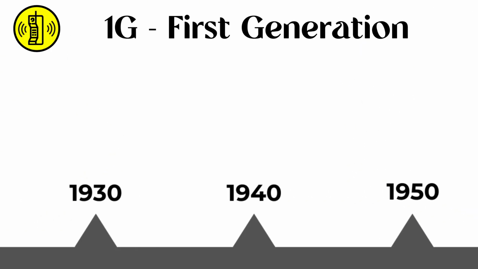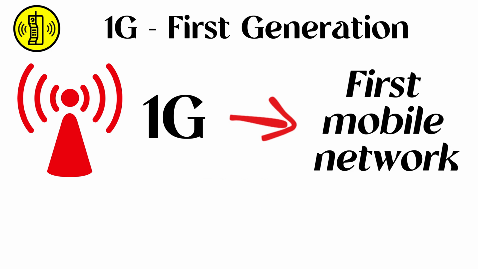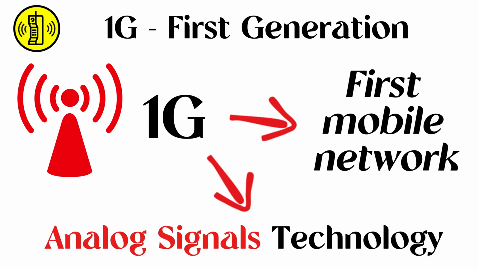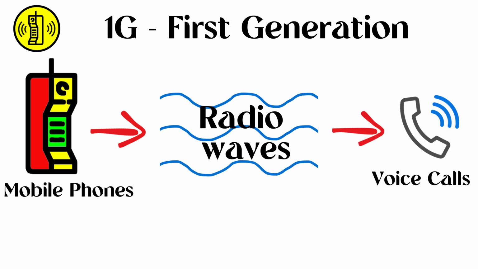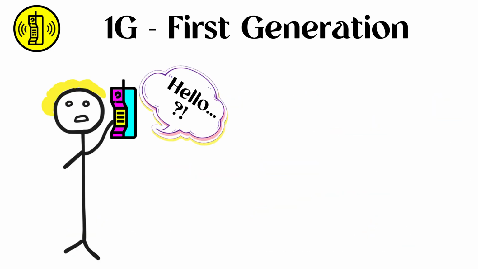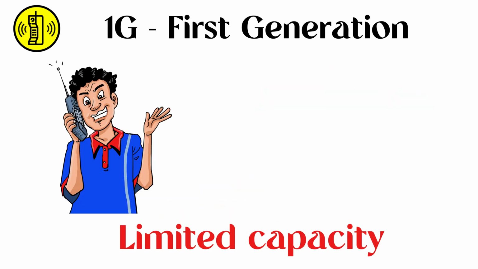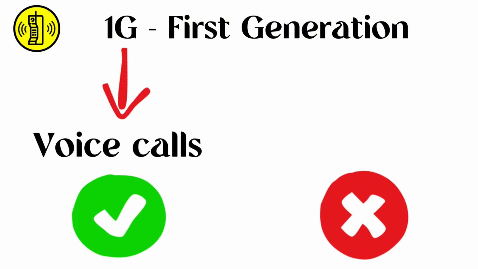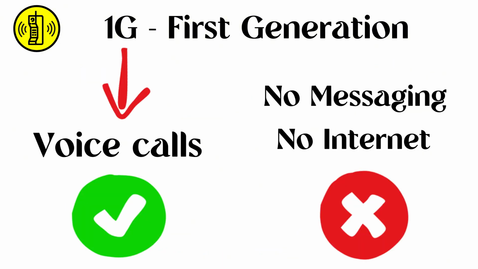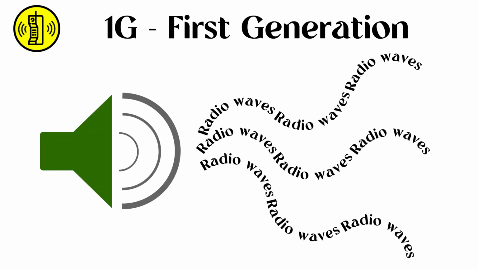1G. In the 1980s, 1G was the first mobile network. The technology behind 1G used analog signals, meaning phones used radio waves to send voice calls without any digital encoding. This led to poor call quality and limited capacity, as only one call could be made per frequency. 1G allowed for basic voice calls, but there was no text messaging or internet, just voice communication over radio waves.